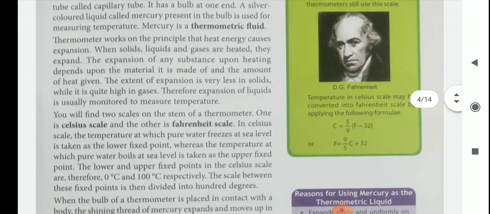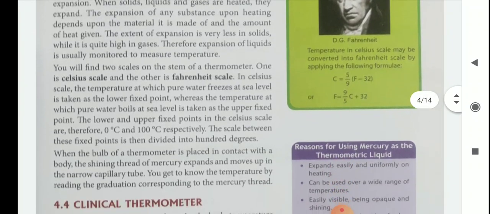Children, there are two types of scales: Celsius scale and Fahrenheit scale. In the Celsius scale, the temperature at which pure water freezes at sea level is taken as the lower fixed point, whereas the temperature at which pure water boils at sea level is taken as the upper fixed point. So, the lower fixed point is 0 degree Celsius and the upper fixed point is 100 degree Celsius. The scale between these fixed points is then divided into 100 degrees.